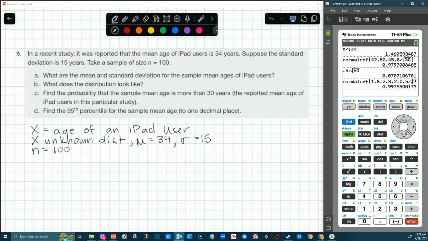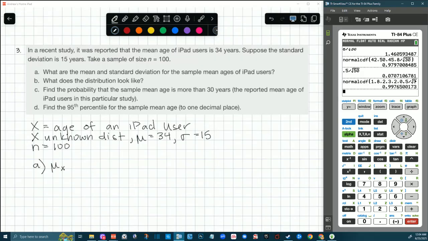So for A, it asks, what are the mean and standard deviation for the sample mean ages? Sample mean ages, so they're asking, what is mu x bar? What is sigma x bar? Mu x bar, sigma x bar.